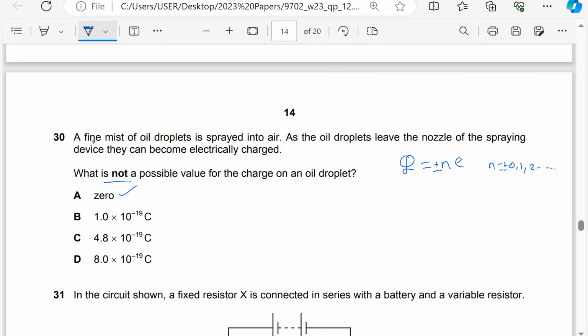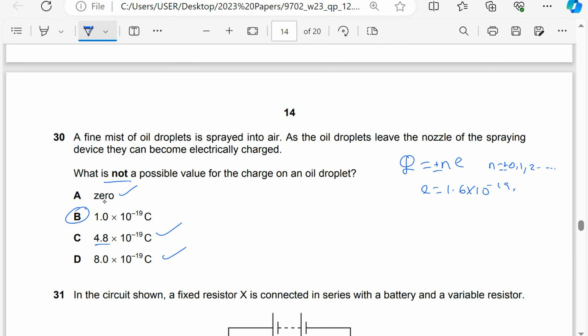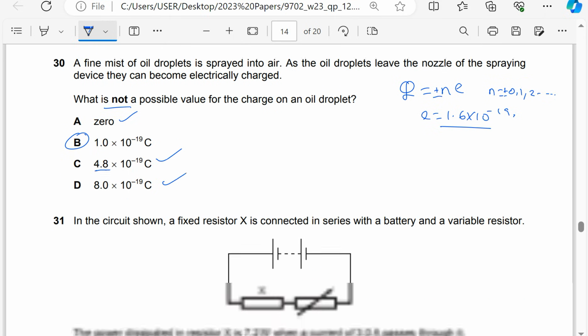So this one is possible. Remember, e is equal to 1.6 times 10 to the power of minus 19. When I divide 4.8 by 1.6, I get a whole number, which I think is 3. So this one is possible. When I divide 8 by 1.6, it is a whole number, so this is possible. So this one is not going to be possible because the smallest charge is 1.6 times 10 to the power of minus 19, not 1.0. So the answer is B.